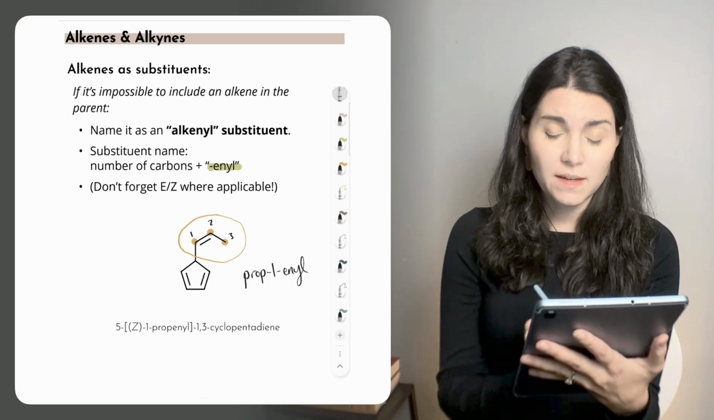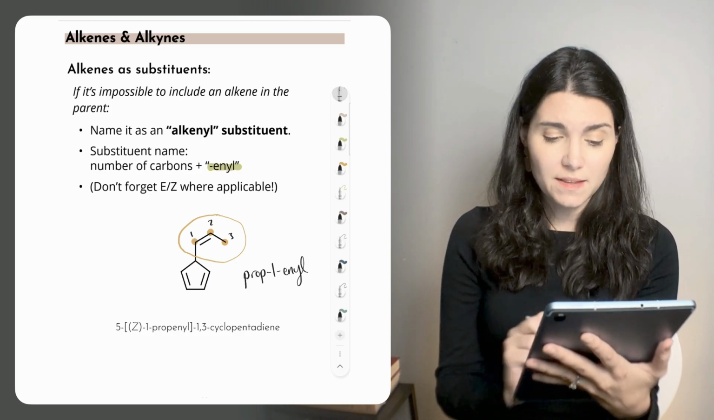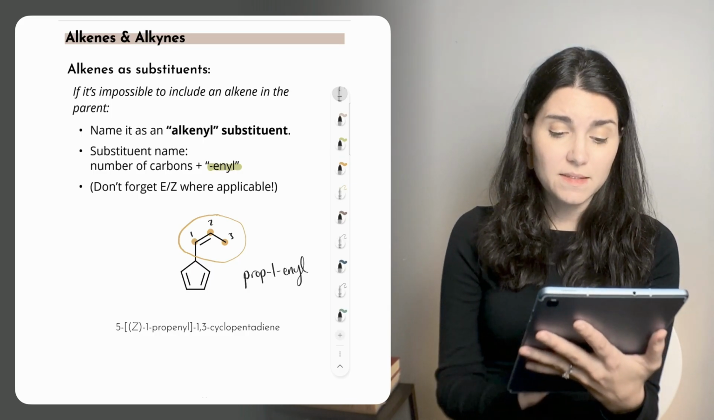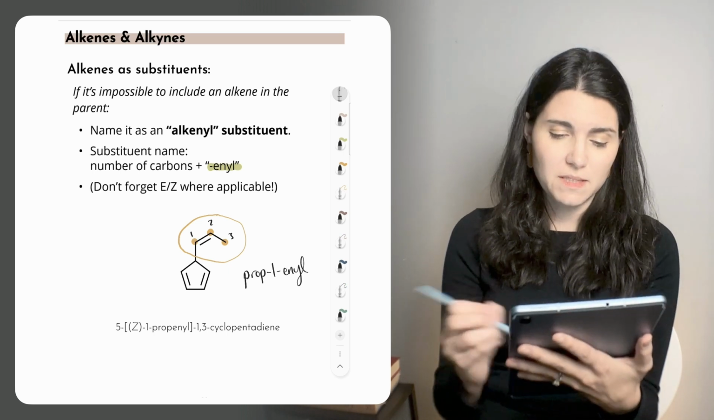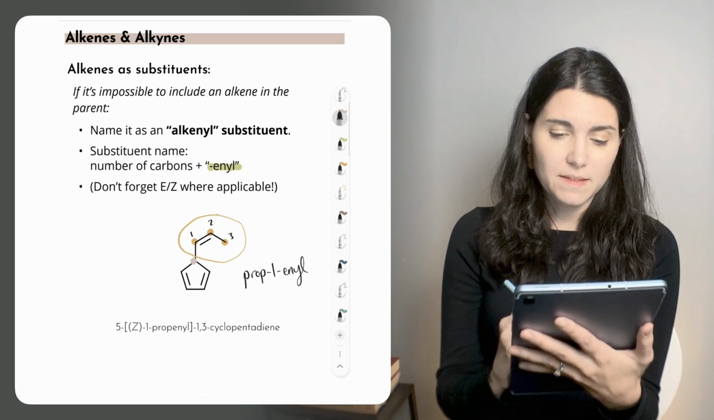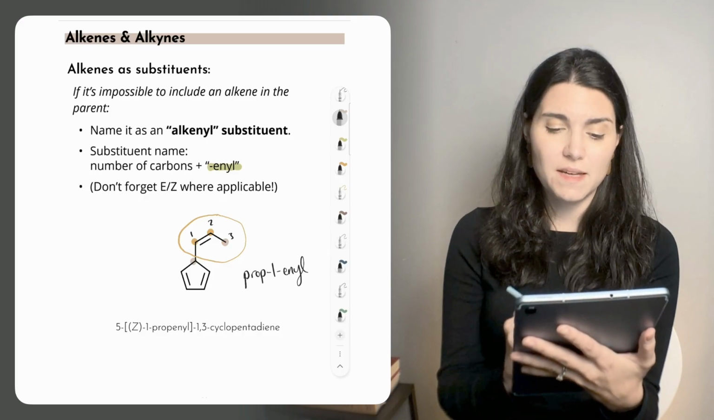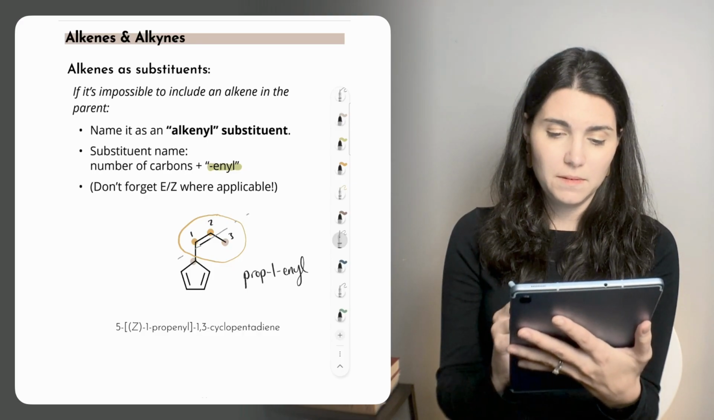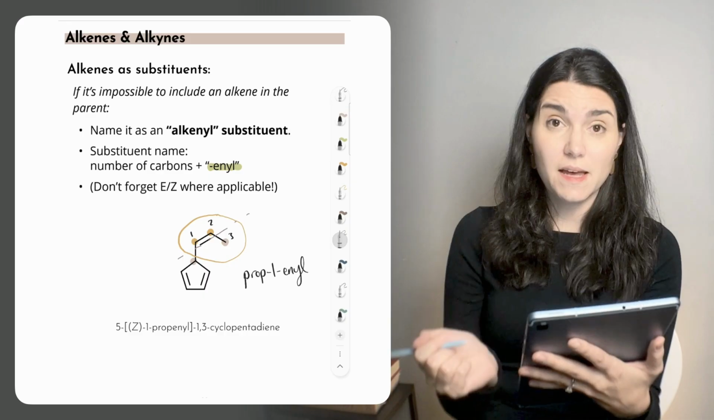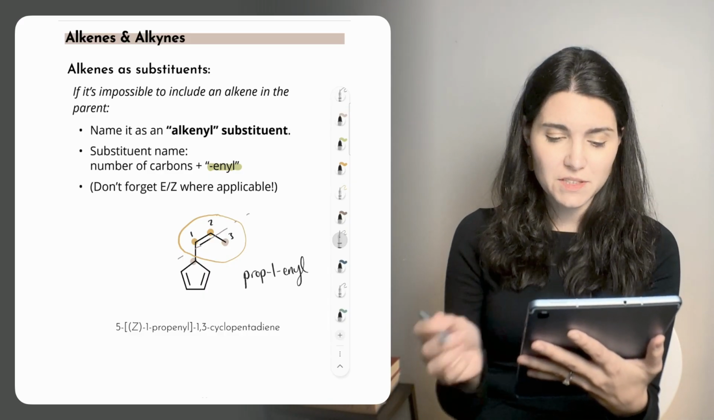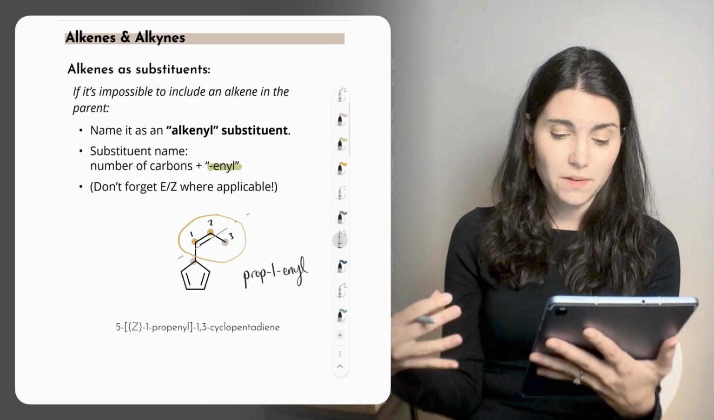And so if we look, we have the full name underneath this. So this is a Z-prop-1-enyl substituent. And that's because this is the priority and this is the priority, and they're on the same side of this plane. And so it's a Z-prop-1-enyl substituent on the rest of the molecule.